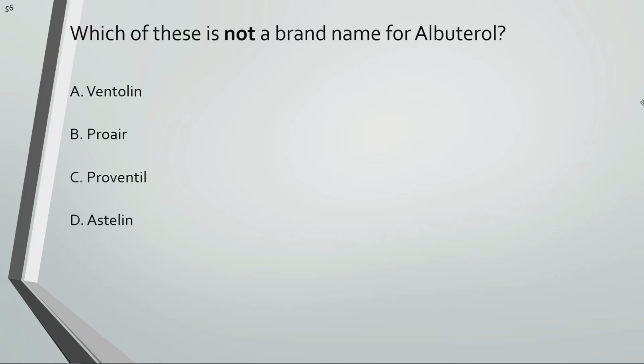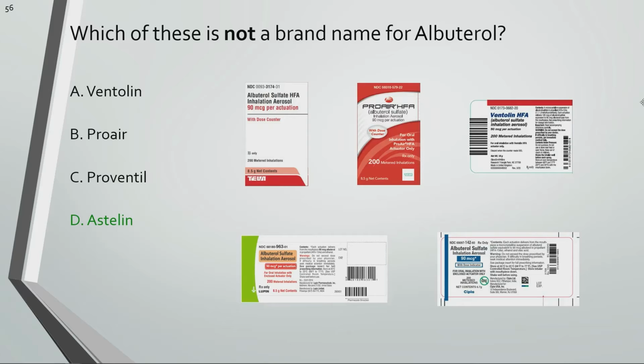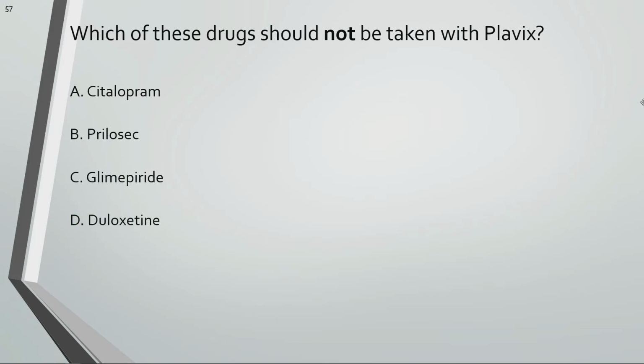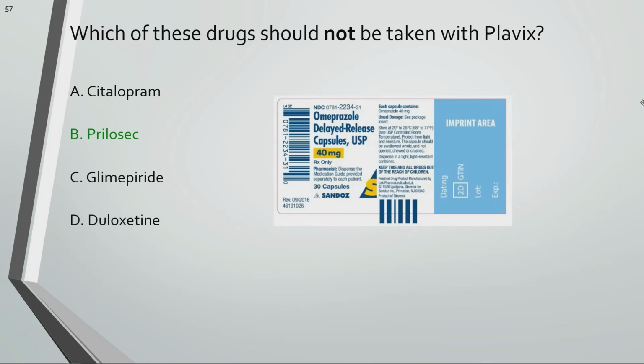Which of these is not a brand name for albuterol? Ventolin, ProAir, and Proventil are all brand names for albuterol. Astelin is a brand name for azelastine, which is a nasal spray or eye drops used for seasonal allergies or allergic rhinitis. Which of these drugs should not be taken with Plavix? Concurrent use of Prilosec or omeprazole with Plavix may result in reduced plasma concentrations of clopidogrel active metabolite and reduced antiplatelet activity. So co-administration of these two drugs should be avoided due to a reduction in clopidogrel clinical efficacy.